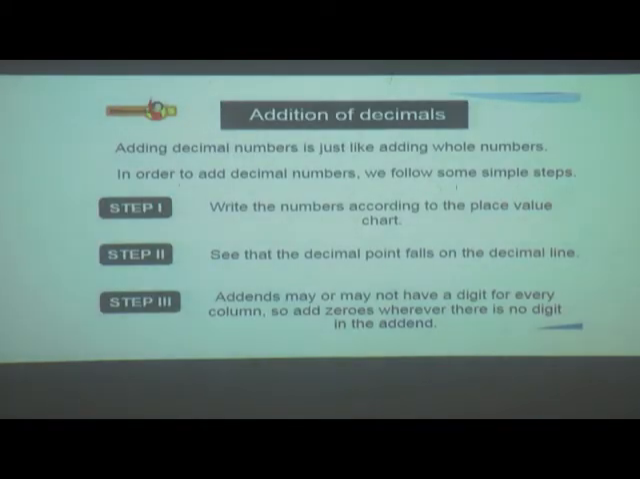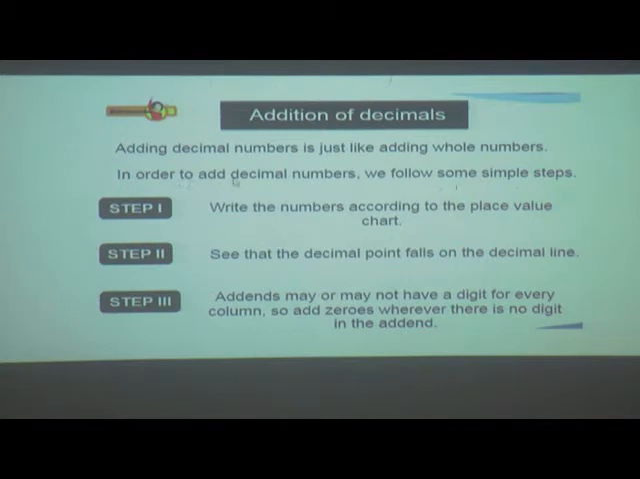addition of decimals. Here we have to find out some rules. What is addition of decimals? Step by step we will learn, and then we will try to solve some examples. Here it is given that addition of decimal numbers is just like adding whole numbers. You know how to add whole numbers, like 34 plus 56. Similarly, we just have to take care of the decimal point.